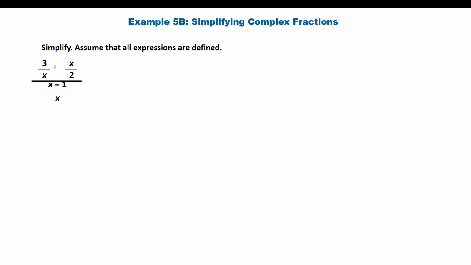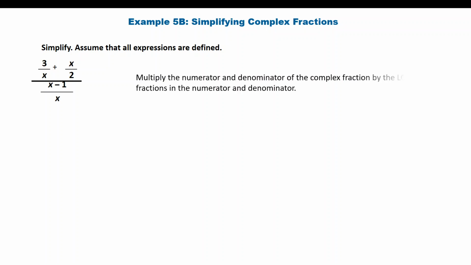All right, in this example, again, we're asked to simplify, and we get to assume that all expressions are defined. So we're going to do this one a little bit different. This time, we're going to multiply the numerator and denominator of the complex fraction by the least common denominator of the fractions in the numerator and the denominator. So let's take a look at them. I have an x and a 2. So that tells me my least common denominator is going to actually be 2x. So I'm going to multiply everything by 2x.